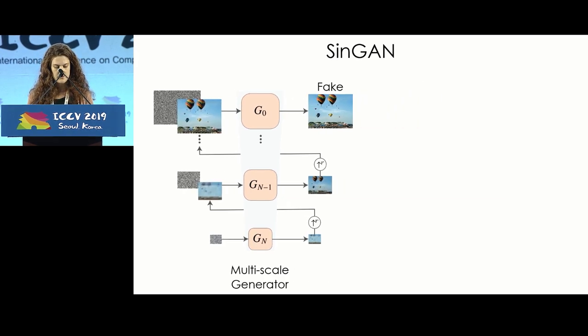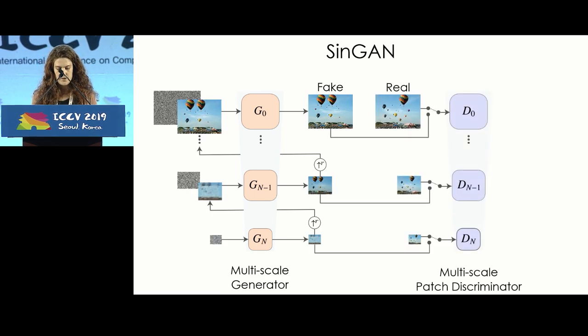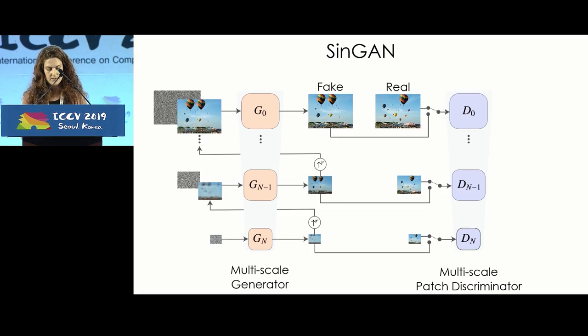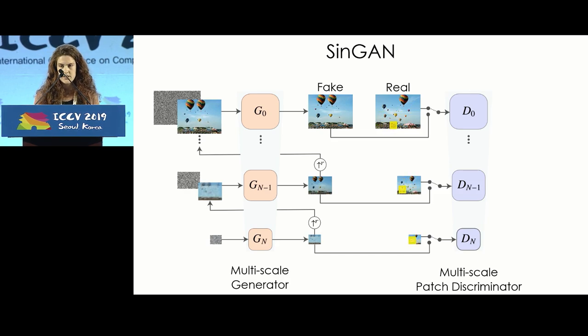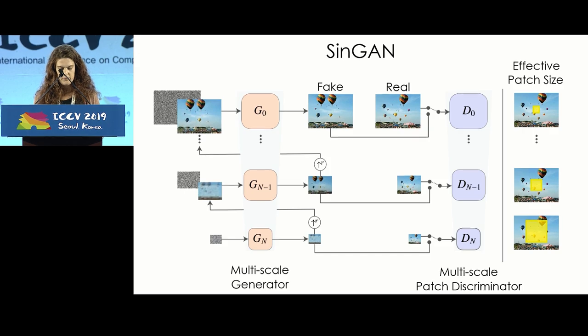We train each model to capture the patch statistics of the real image at a different image scale. This is done adversarially with a pyramid of patch discriminators, which attempt to classify each of the image patches as real or fake. Thus, in each scale, our training set is essentially the set of all overlapping patches within the real image at that scale. All the generators and discriminators have the same receptive field and thus capture structures of different sizes within the image.